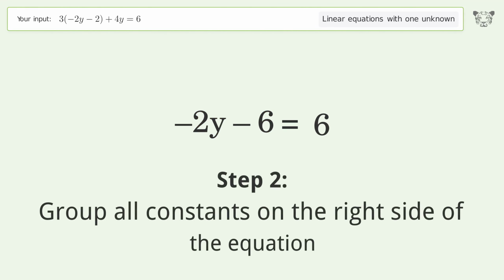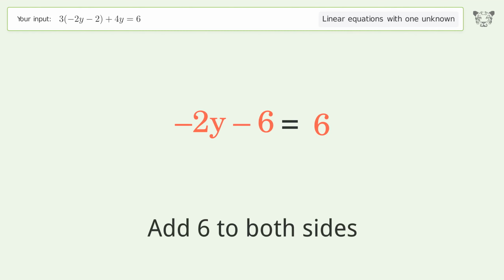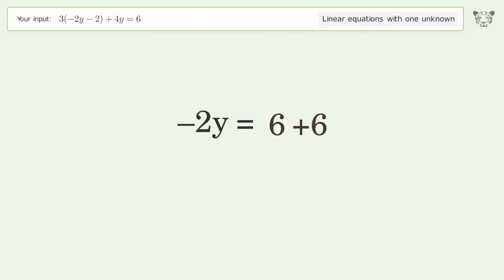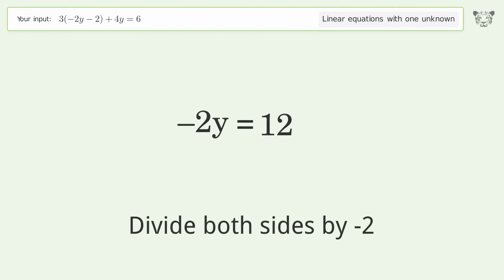Group all constants on the right side of the equation. Add 6 to both sides. Simplify the arithmetic. Isolate the y. Divide both sides by -2.